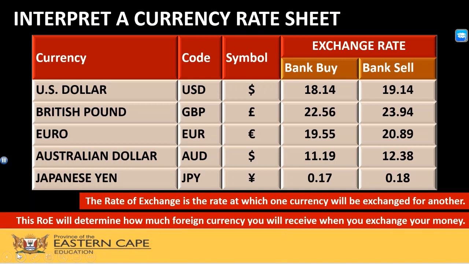And then just a reminder, underneath the table, the rate of exchange is the rate at which one currency will be exchanged for another. This rate of exchange will determine how much foreign currency you will receive when you exchange your money.